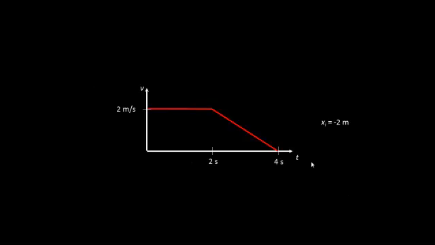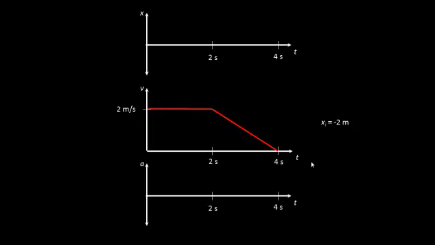So here's an example. I have a velocity versus time graph with two different segments that we'll want to consider. We are given that the initial position is -2 meters. I might suggest that you pause the video at this point and see if you can create the acceleration versus time graph and the position versus time graph. All right, let's take a look.